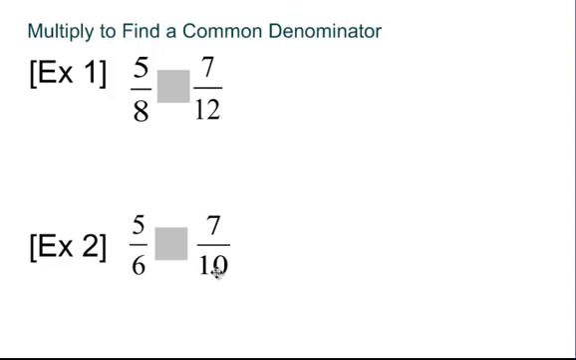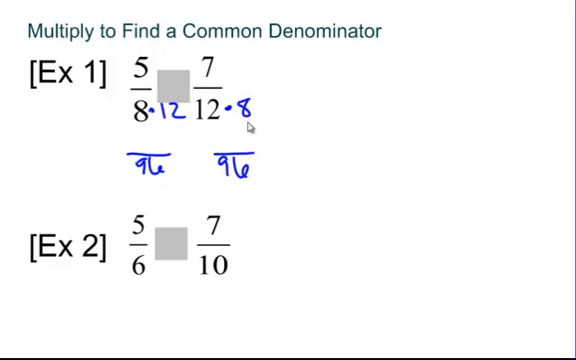So here, we're going to multiply to find a common denominator. Here's how that works. We have 5/8 and 7/12. We need to see which is bigger. I'm going to multiply the denominators by each other. I'm going to multiply this by 8 and this by 12, because 8 times 12 is 96, and 12 times 8, again, 96. So now we have a common denominator.